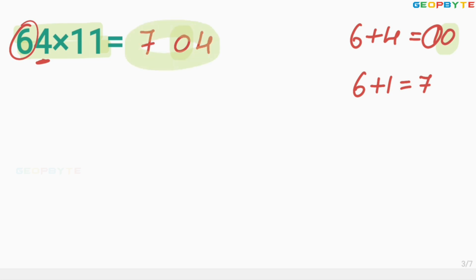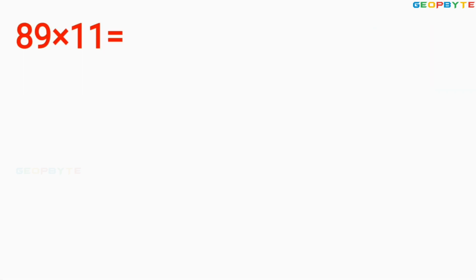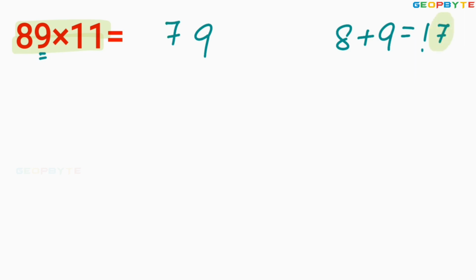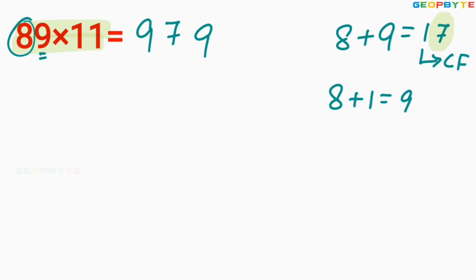704 will be the value of 64 into 11. Similarly, another problem is 89 into 11. You write this 9 as it is. 8 plus 9 equal to 17. You write this 7 here. This 1 is coming under carry forward for the 8. 8 plus carry forward 1 is 9. 979 will be the value of 89 into 11.